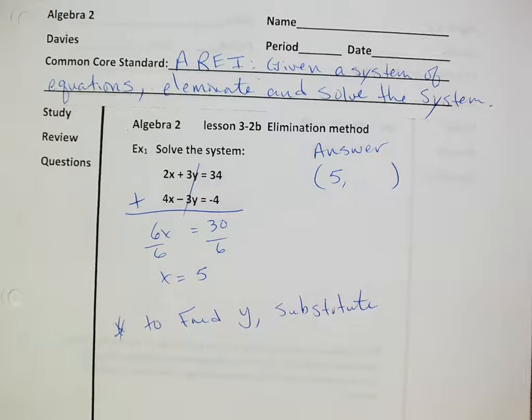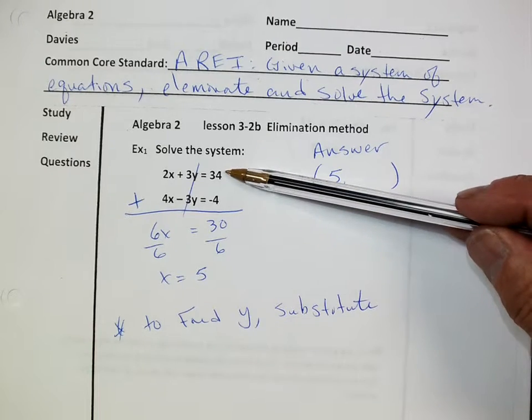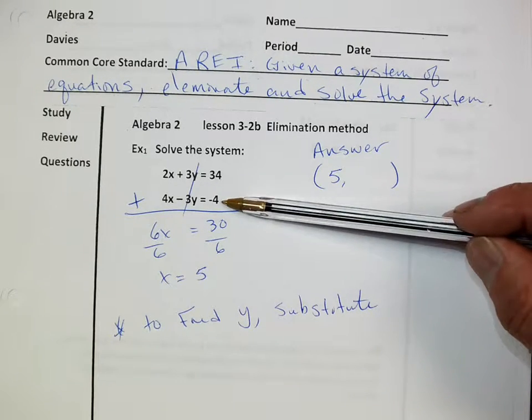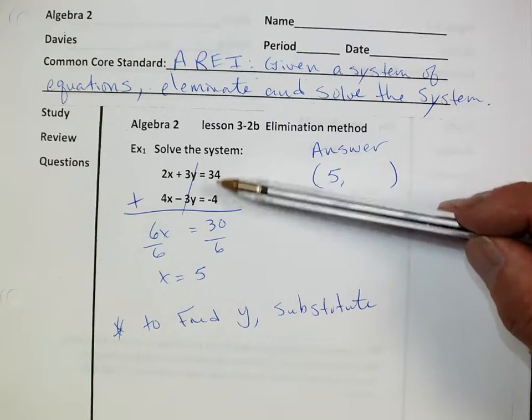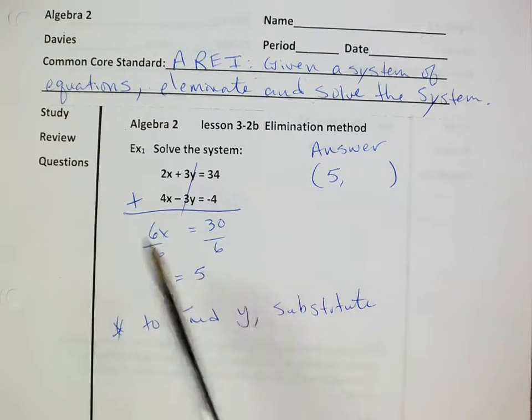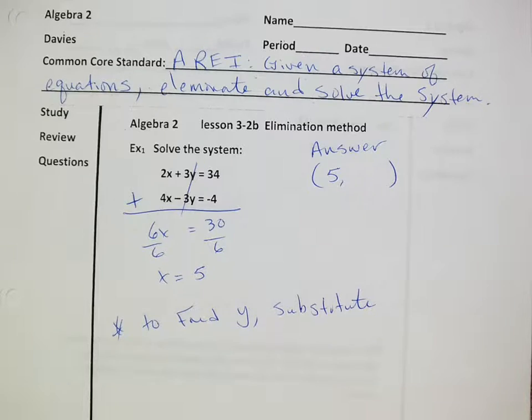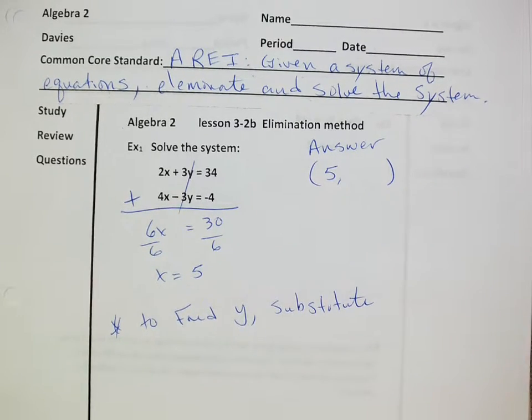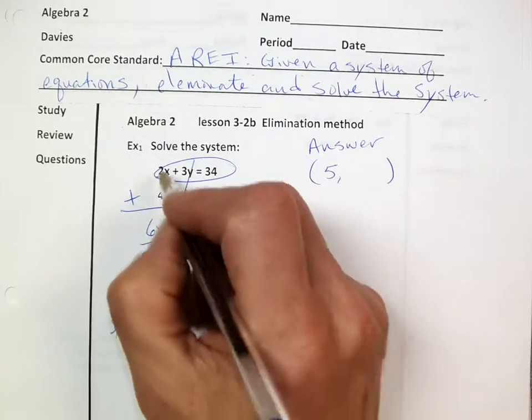So I can substitute into either the first equation or the second equation. I'll say it again. Either the first or the second. It does not matter. But I have to put the 5 in for the x. So, Jackson, which one do you like? The first equation or the second equation? The first one. Okay, Jackson likes the first one. I do too because there's no negatives. So Jackson chose the first one.